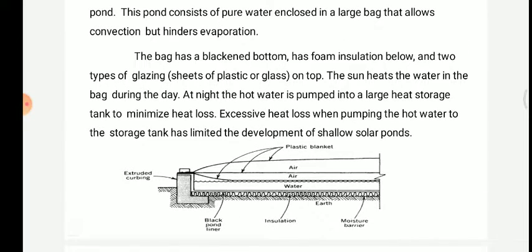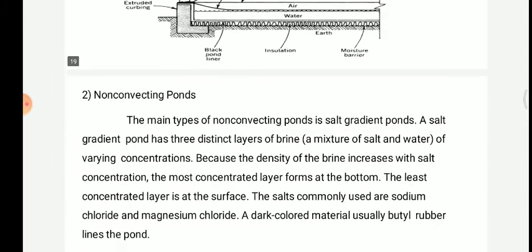First, we see the convective zone. That is basically affected by the sun's rays and is in direct contact with the sun. So due to the evaporation, these layers will be affected. Now the non-convective ponds layer.